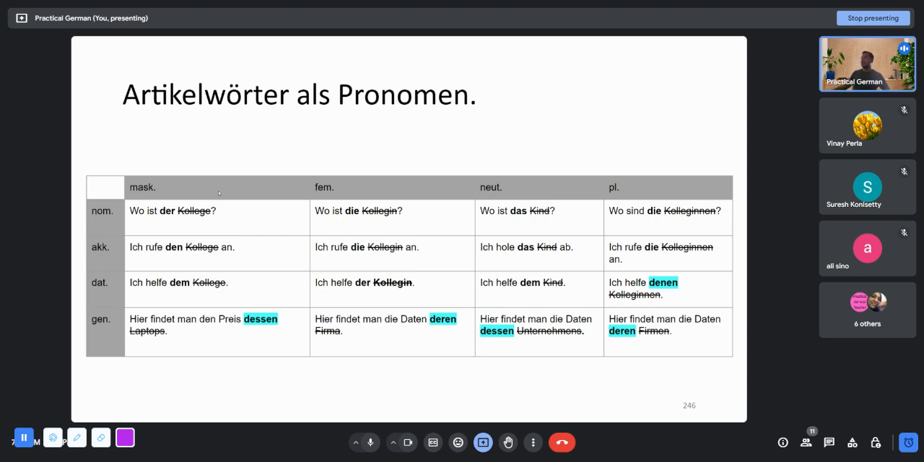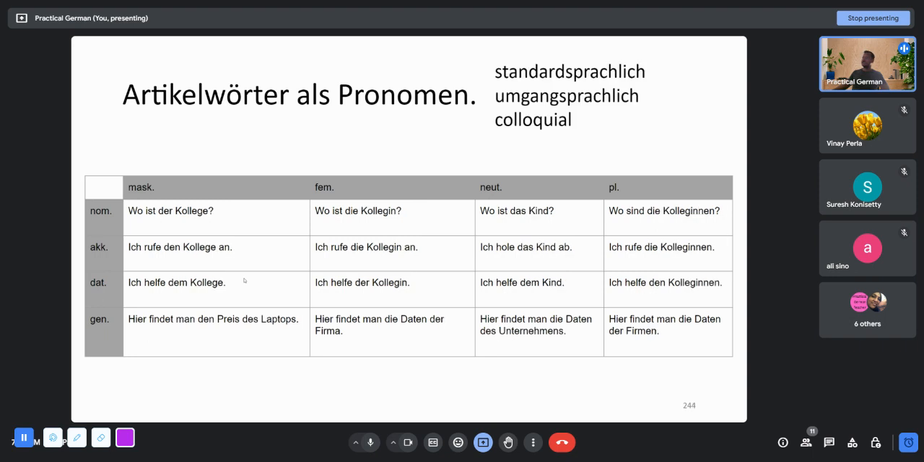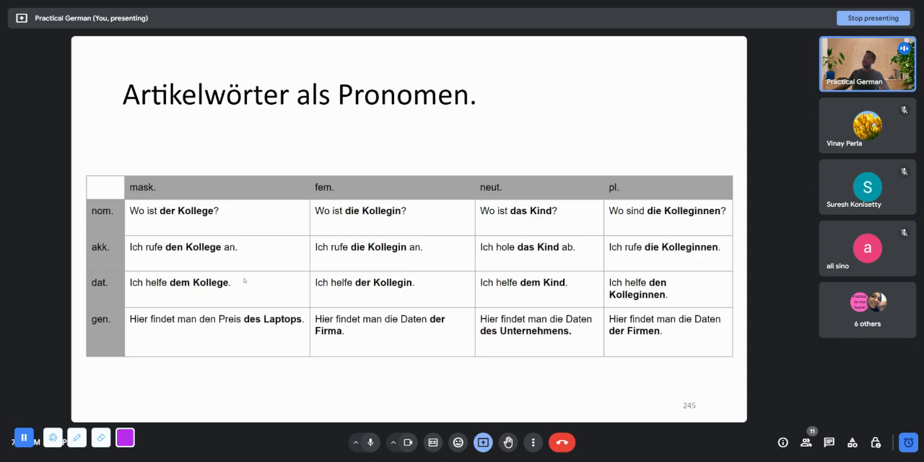But there are a few changes, of course. So this was the original sentences. Here I have highlighted the nouns along with the corresponding articles.